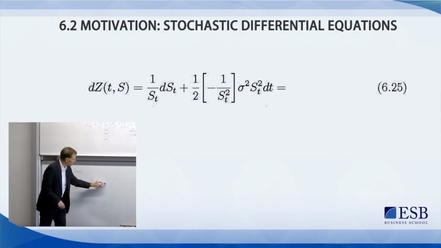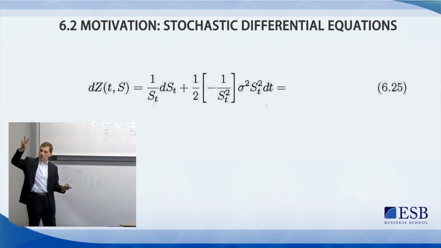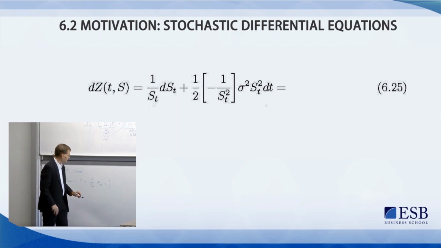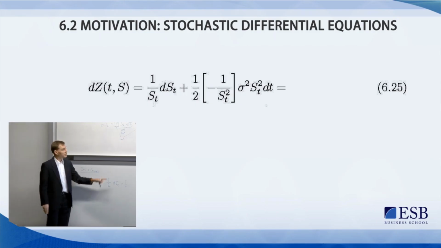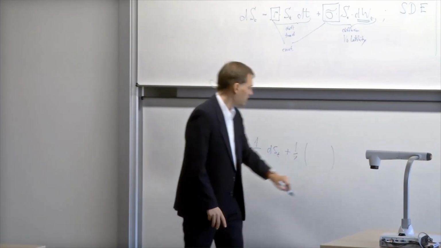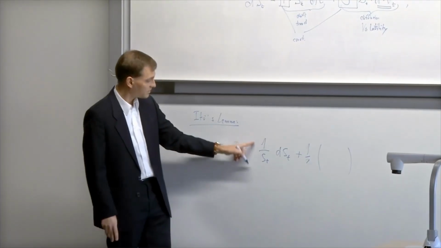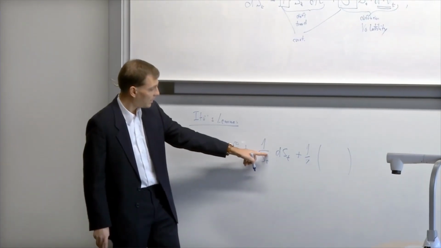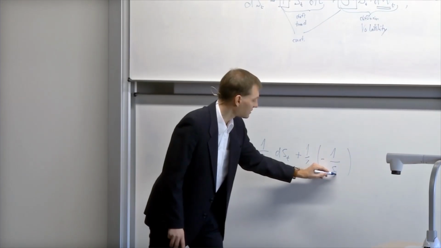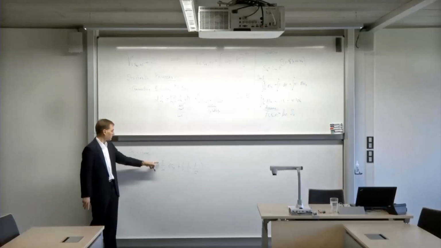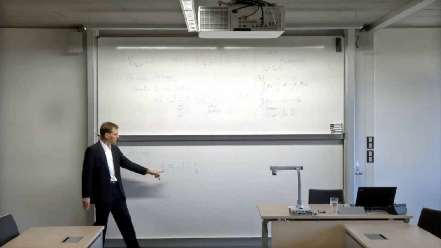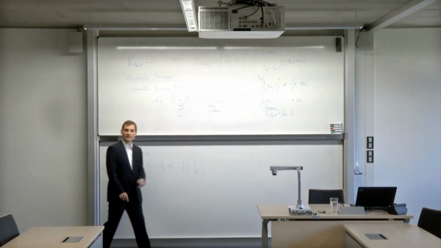And then Ito's lemma is telling us we have to take a look at this new term, which is a half, 1 over 2, times the second derivative of my function Z. What is the second derivative? This is the first derivative. The second is, well, a minus comes in front, and then we have 1 over S_t squared, right? If we do once again the derivative of this 1 over S, we obtain minus 1 over S squared.